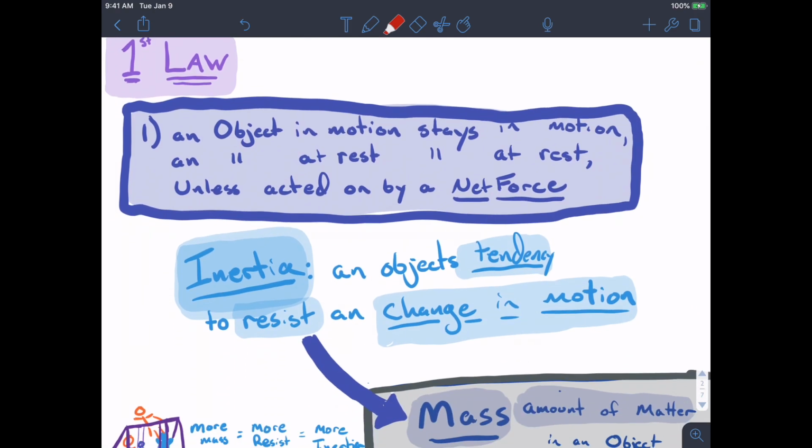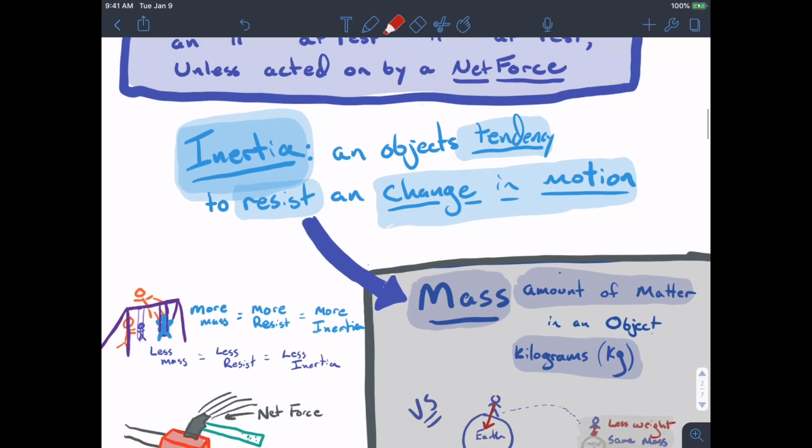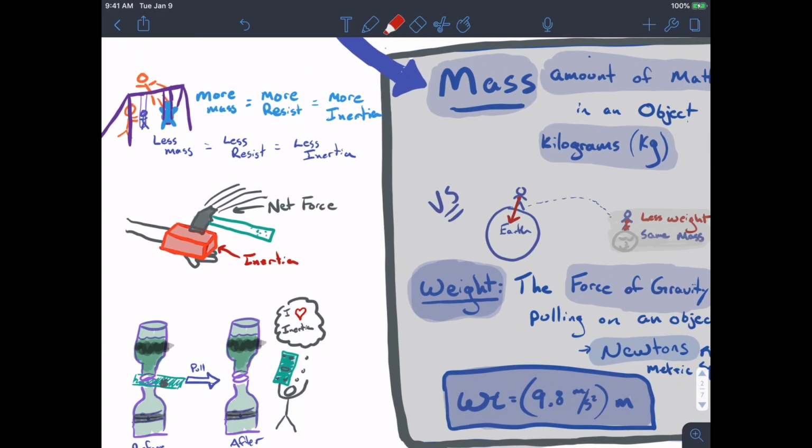This resistance is what we call inertia. Inertia is an object's tendency to resist a change in its motion. And the more mass an object has, the more inertia it's going to have. All right, so we talked through some demos here on the side, and so we talked about little kids being pushed on a swing. If you had a little kid on a swing and you wanted to stop them from moving, they have less mass, so there's going to be less resistance to change, and therefore they have less inertia, and you're able to bring a little kid to a stop pretty quickly.